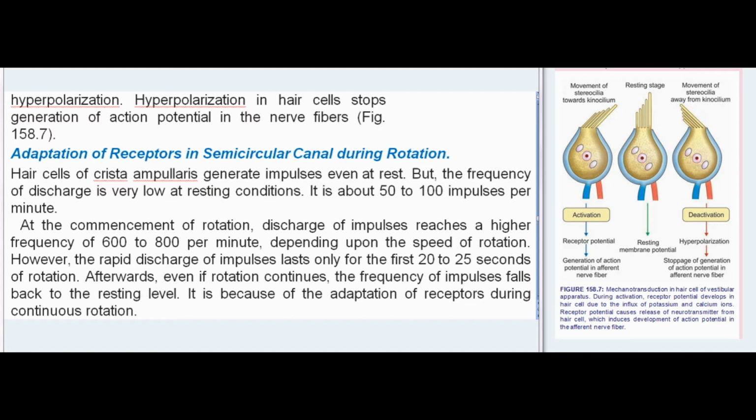But the frequency of discharge is very low at resting conditions. It is about 50 to 100 impulses per minute. At the commencement of rotation, discharge of impulses reaches a higher frequency of 600 to 800 per minute, depending upon the speed of rotation. However, the rapid discharge of impulses lasts only for the first 20 to 25 seconds of rotation. Afterwards, even if rotation continues, the frequency of impulses falls back to the resting level. It is because of the adaptation of receptors during continuous rotation.